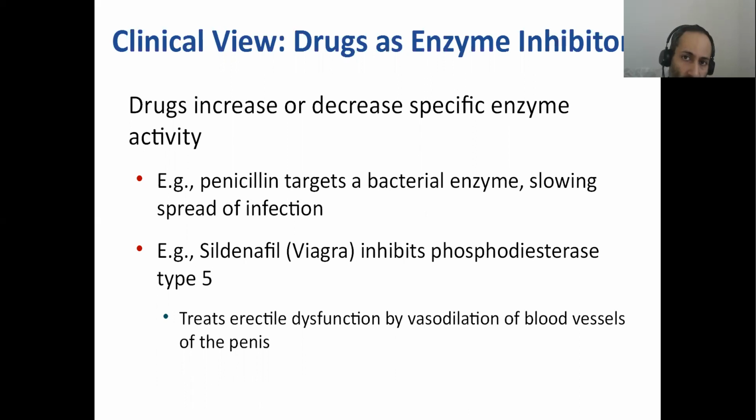So here are some examples of drugs that are actually enzyme inhibitors, and they do their job by enzyme inhibition. And one of the most well-known examples of such a drug is Viagra, the blue pill, right? And quite an interesting story, a backdrop to how Viagra was actually discovered.